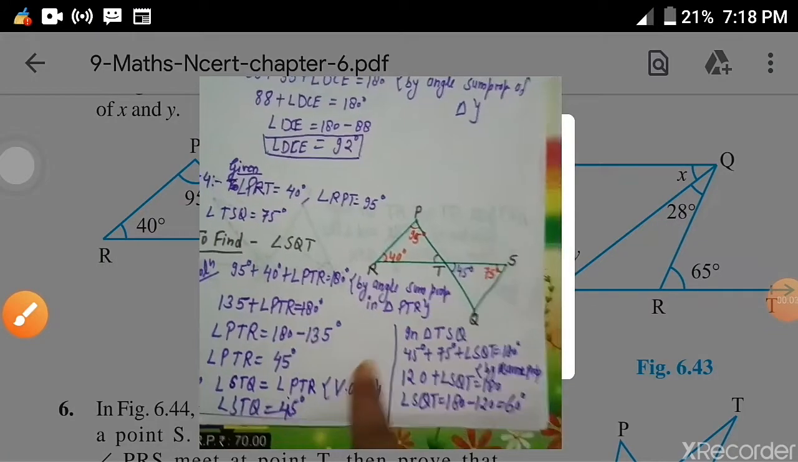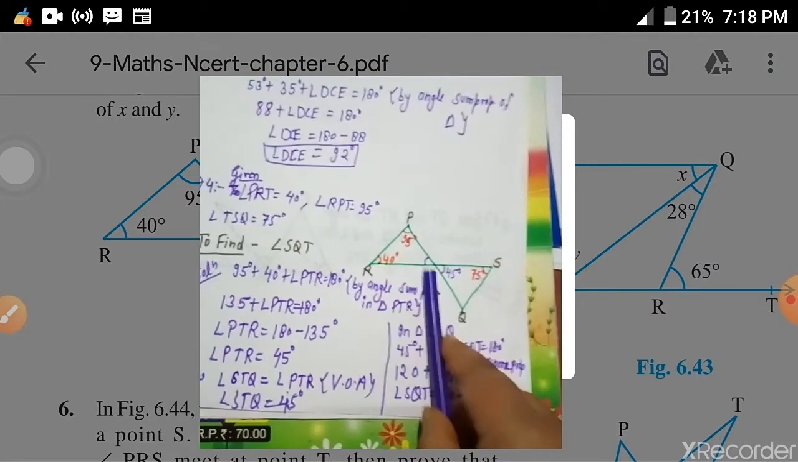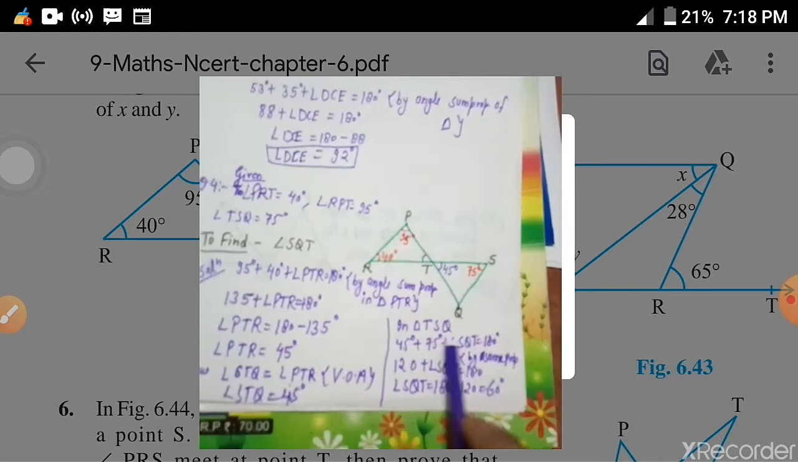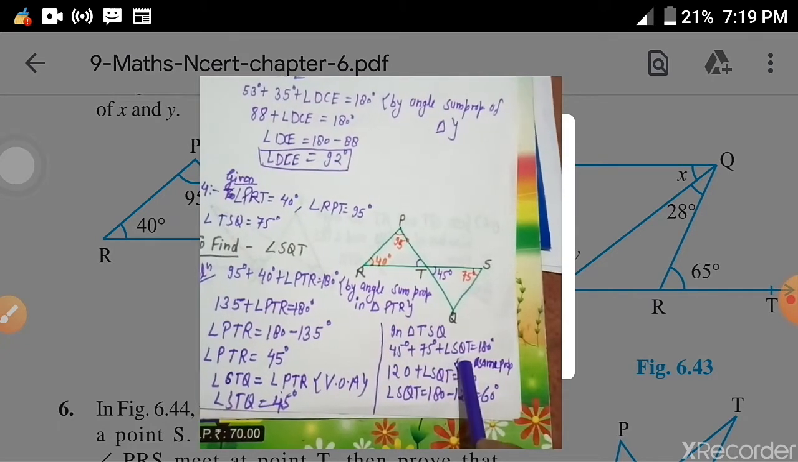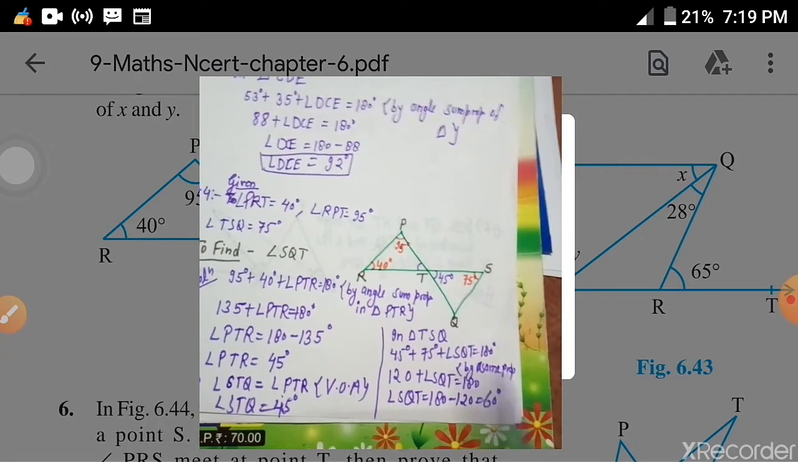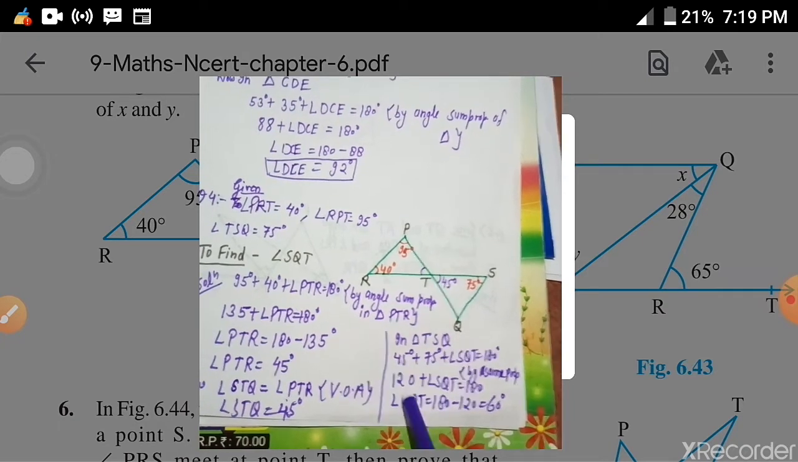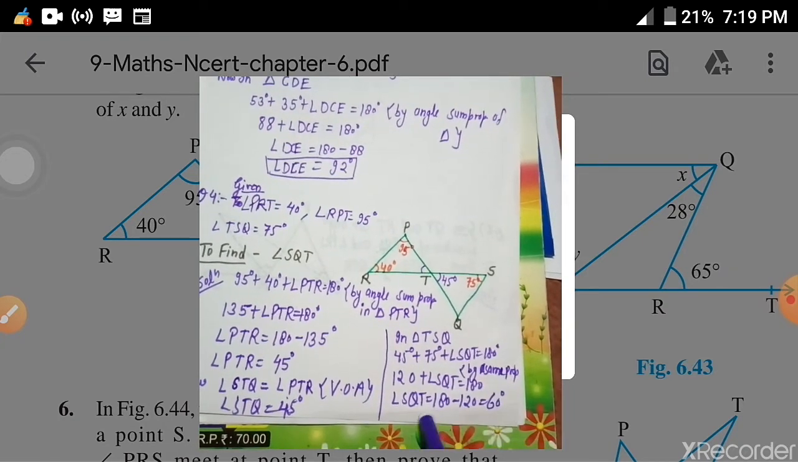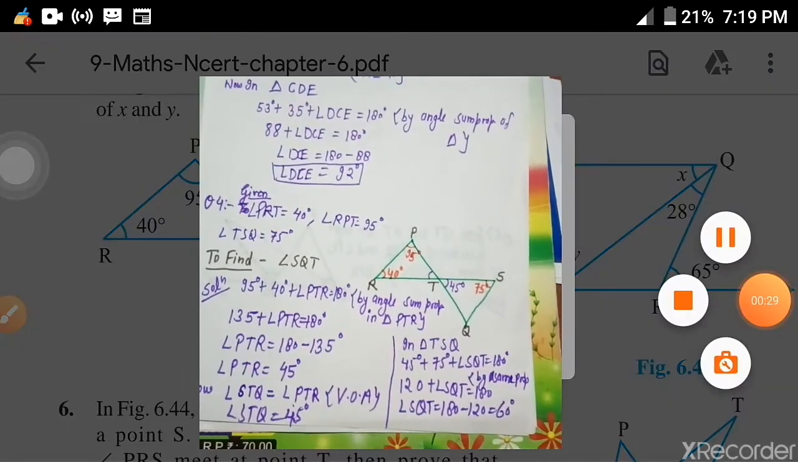So you can see that now in triangle TSQ, we will apply again the angle sum property. 45 degrees plus 75 degrees plus SQT is equal to 180 degrees by the same property. Now we will add, 120 plus SQT is equal to 180. Then we will shift the 120 there and we will get SQT is equal to 60 degrees, and this is the final answer of this question. Now move to the next question.